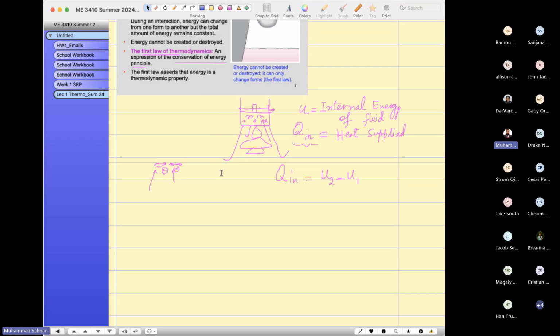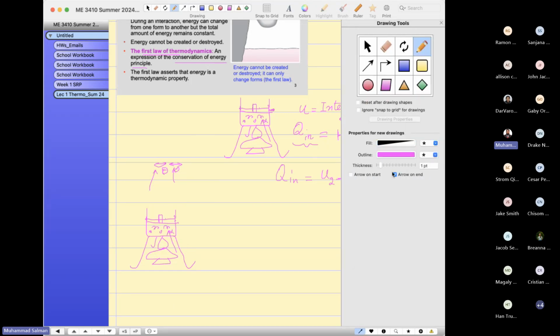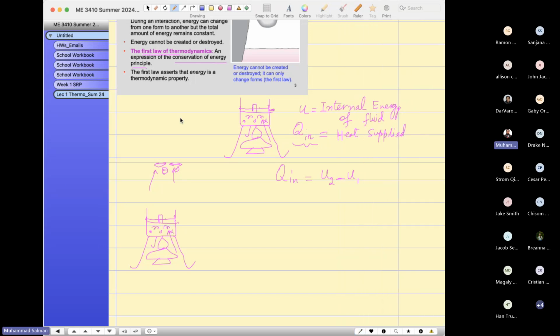And if I change this system in such a way that it has a movable container, now the lid can move up and down. So what will happen if you, let me change the color here. If I want to change the color to show you, look here, this is the heat being supplied, heat in.